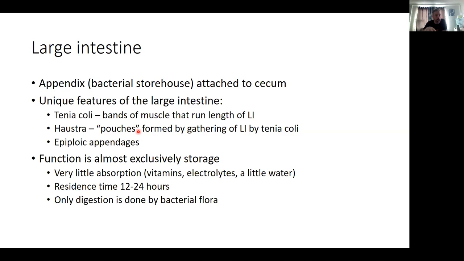Food hangs out in here a little bit longer than it does in the small intestine, about 12 to 24 hours, give or take. So while you might have had to go rushing for the toilet after your Taco Bell breakfast, it's not the Taco Bell that's coming out, I guess is what I'm saying there.